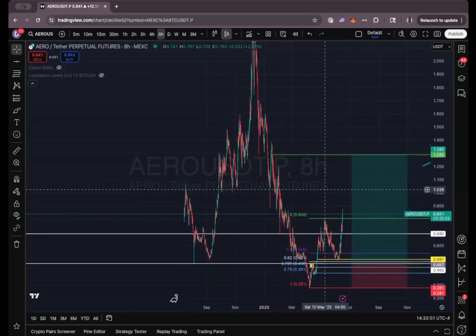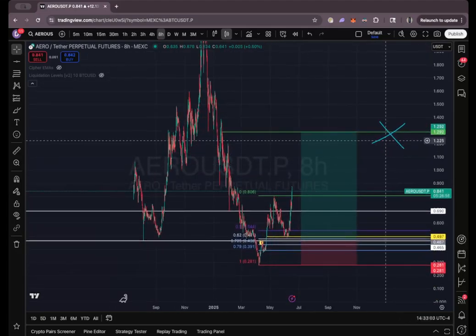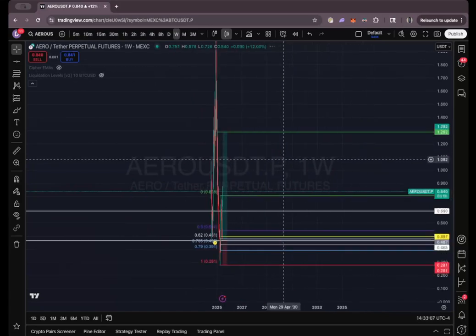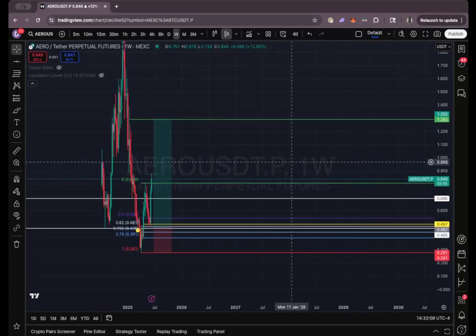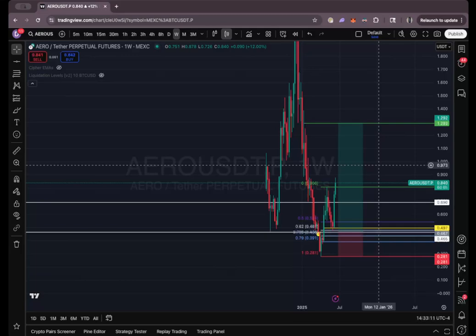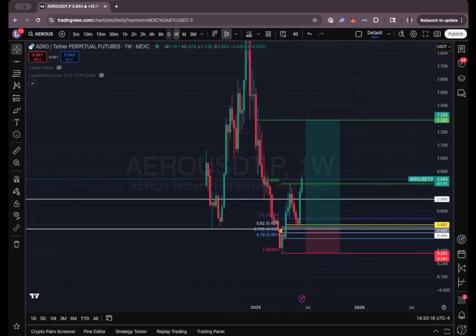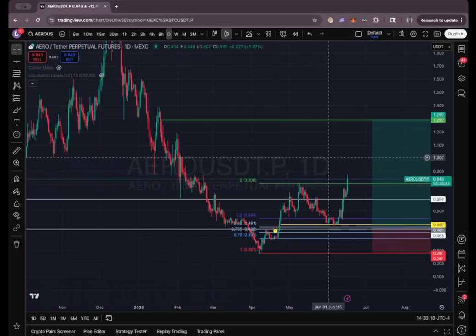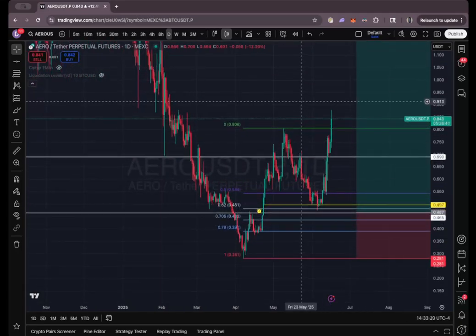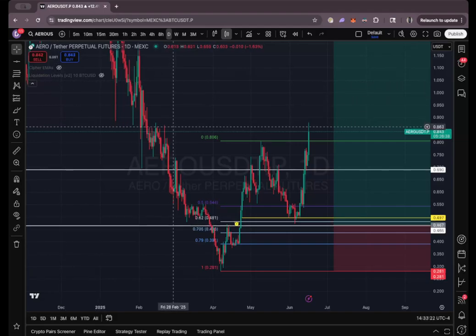So for this one, I'm still very, very bullish on Arrow. We have our weekly at 1.2, 130 cents. But entry-wise, a little rough where we are now. I wouldn't take the entry here.